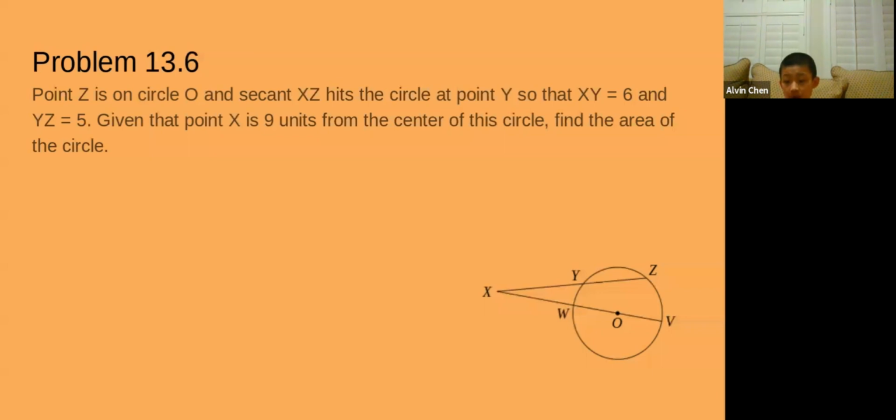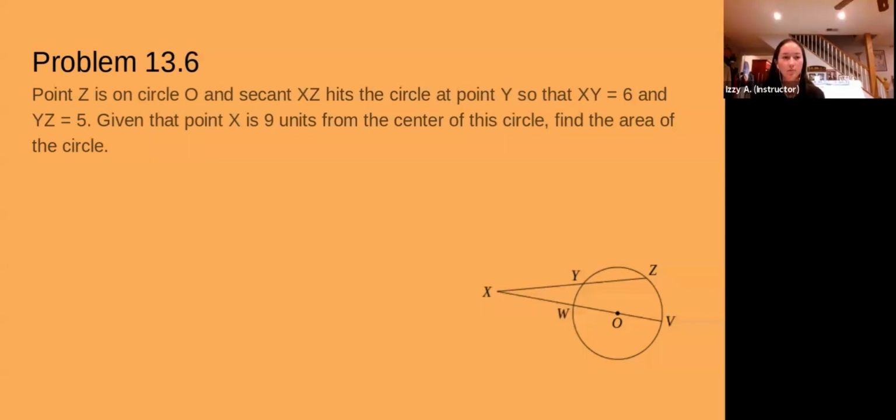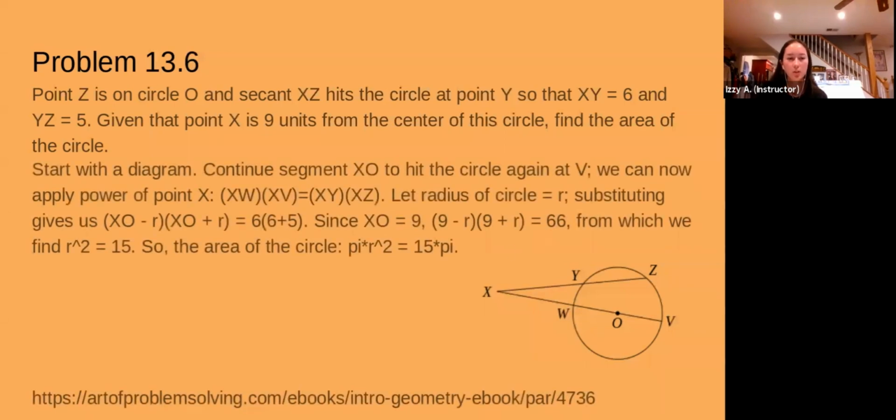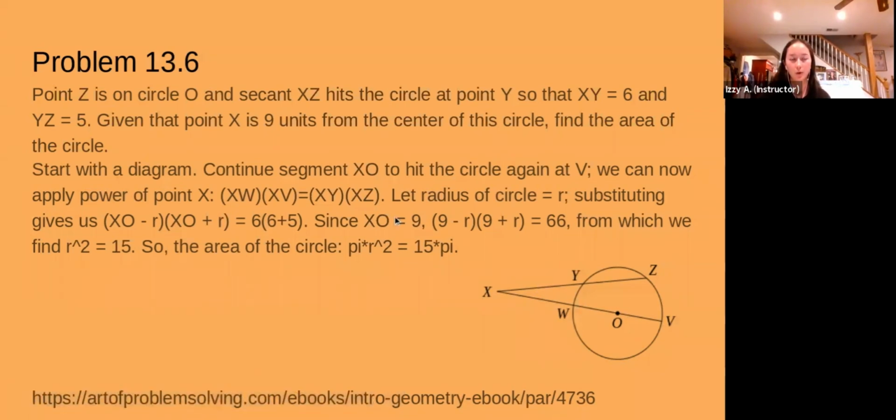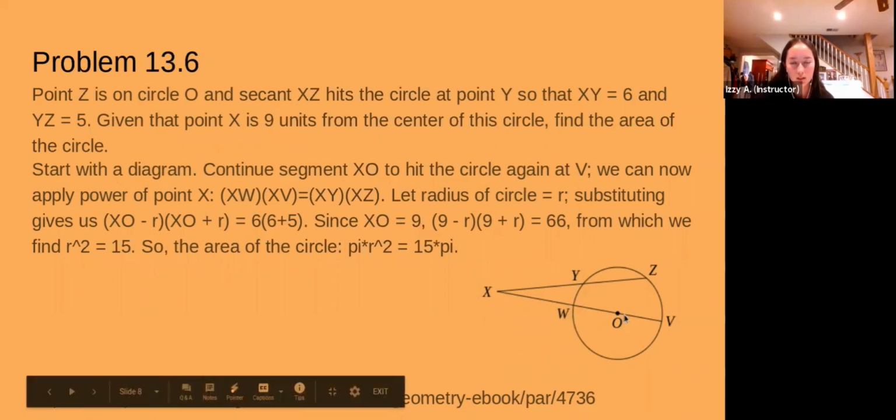Okay, so I'll go ahead and go over the answer. What you first want to do is start with this diagram. Next, continue segment XO so that it would hit the circle again at V as shown. And now we can apply power of a point with respect to point X. So it would be XW times XV is equal to XY times XC.